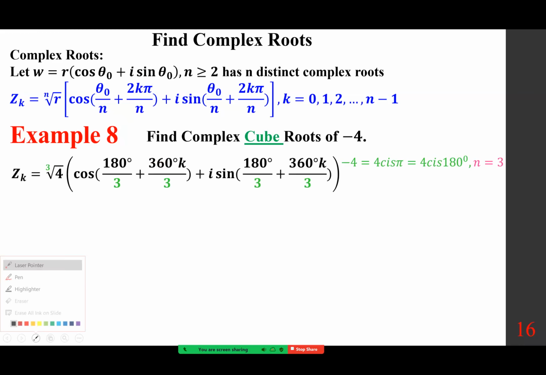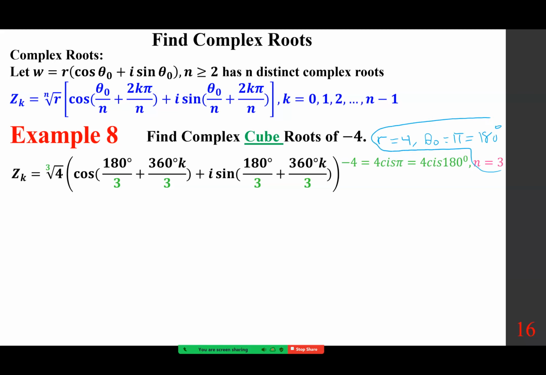Okay, let me write all of this for you. So first of all, r is 4, okay? Theta sub 0 is pi, or 180 degrees, n is 3. So I could write pi over 3 plus 2k pi over 3, and the same thing here. You could use any of it, okay? Using degrees is a tad easier.